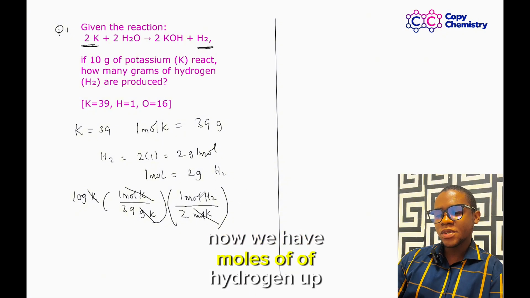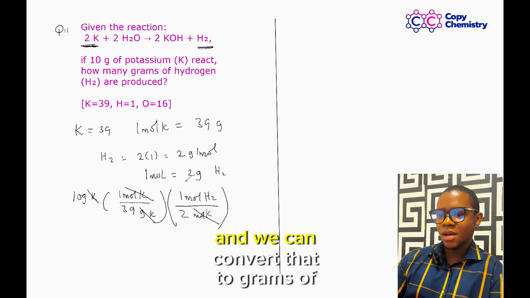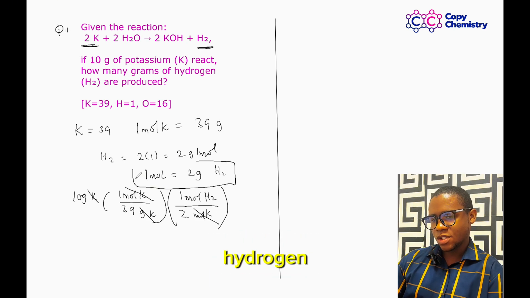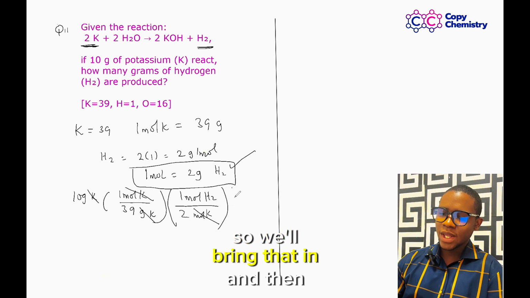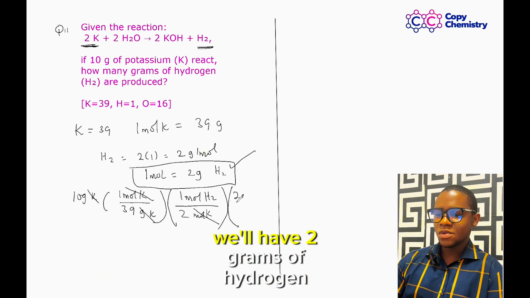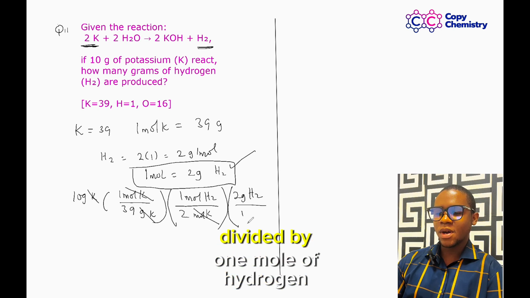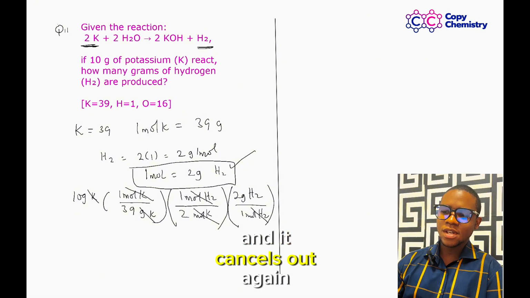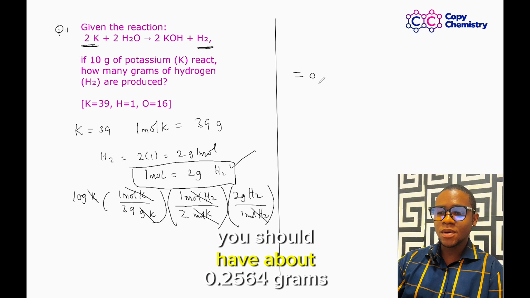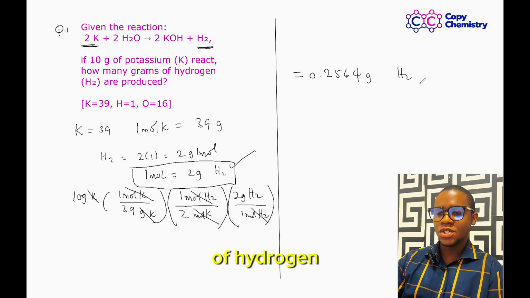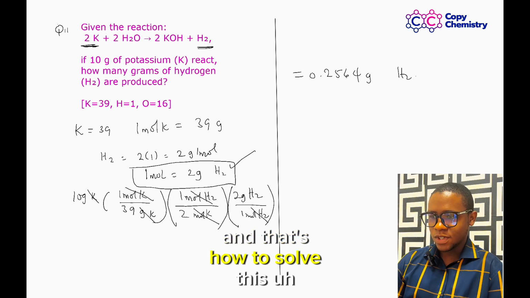Now we have moles of hydrogen up there, and we can convert that to grams of hydrogen using this relationship right here. So we'll bring that in, and then we'll have 2 grams of hydrogen divided by 1 mole of hydrogen, and it cancels out again. And when you solve all this out, you should have about 0.2564 grams of hydrogen, and that's how to solve this.